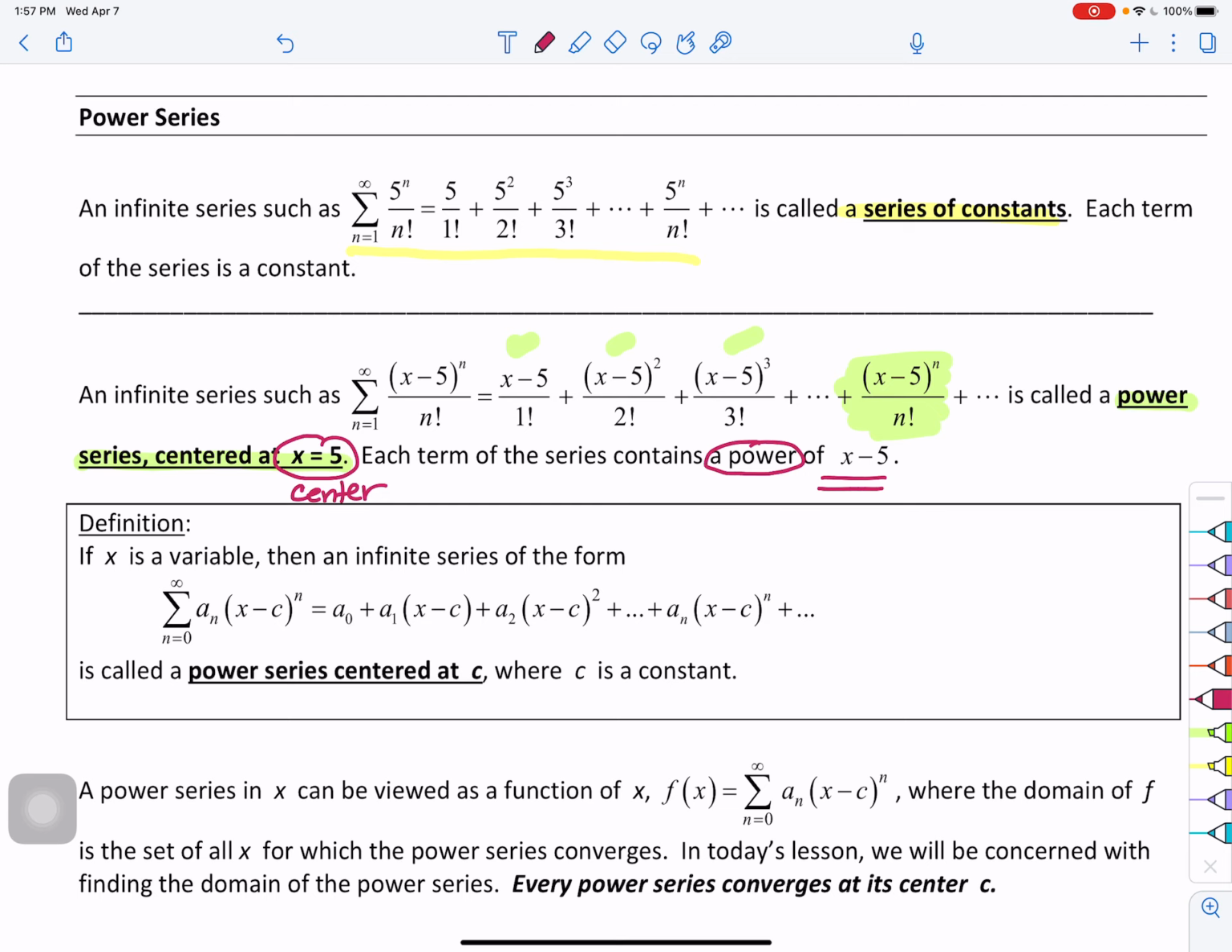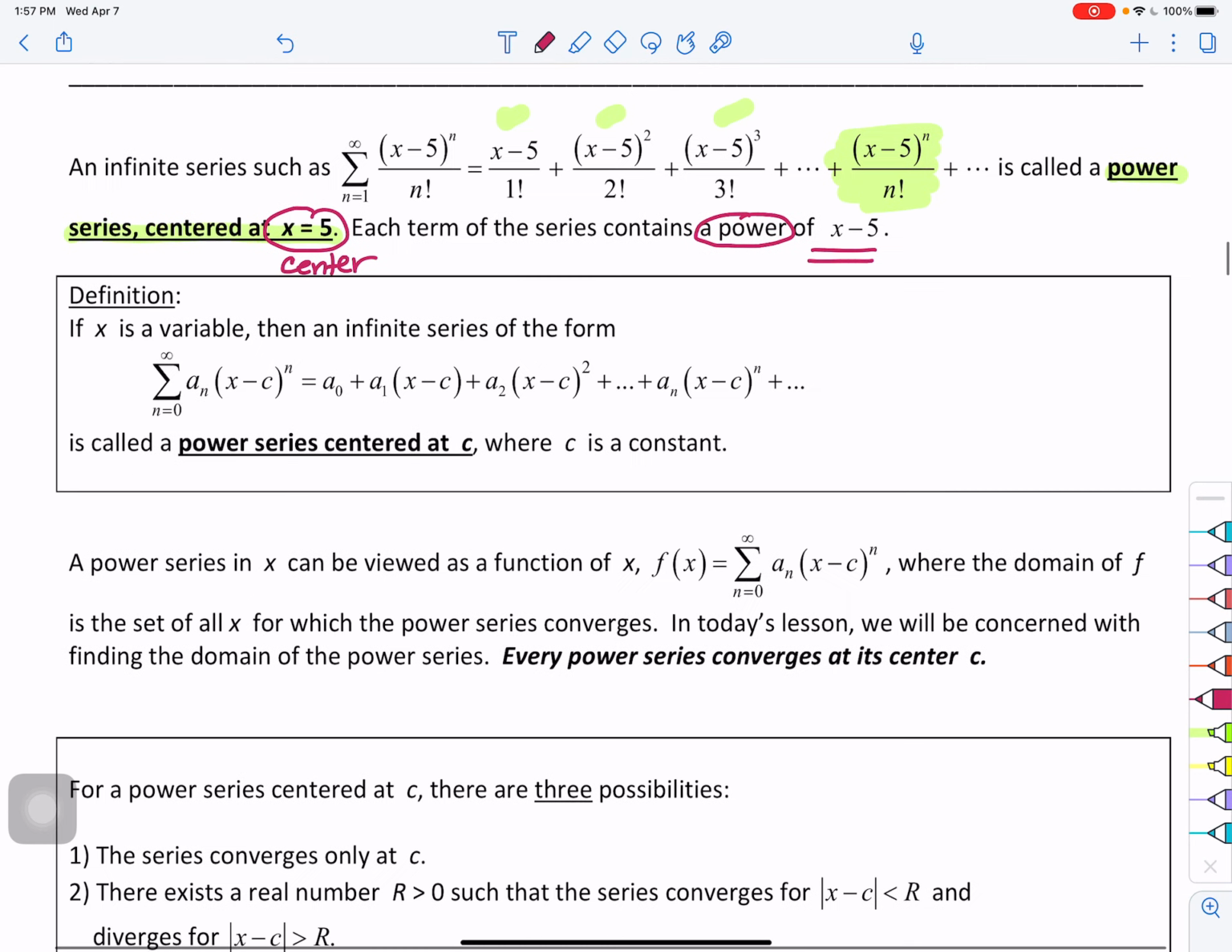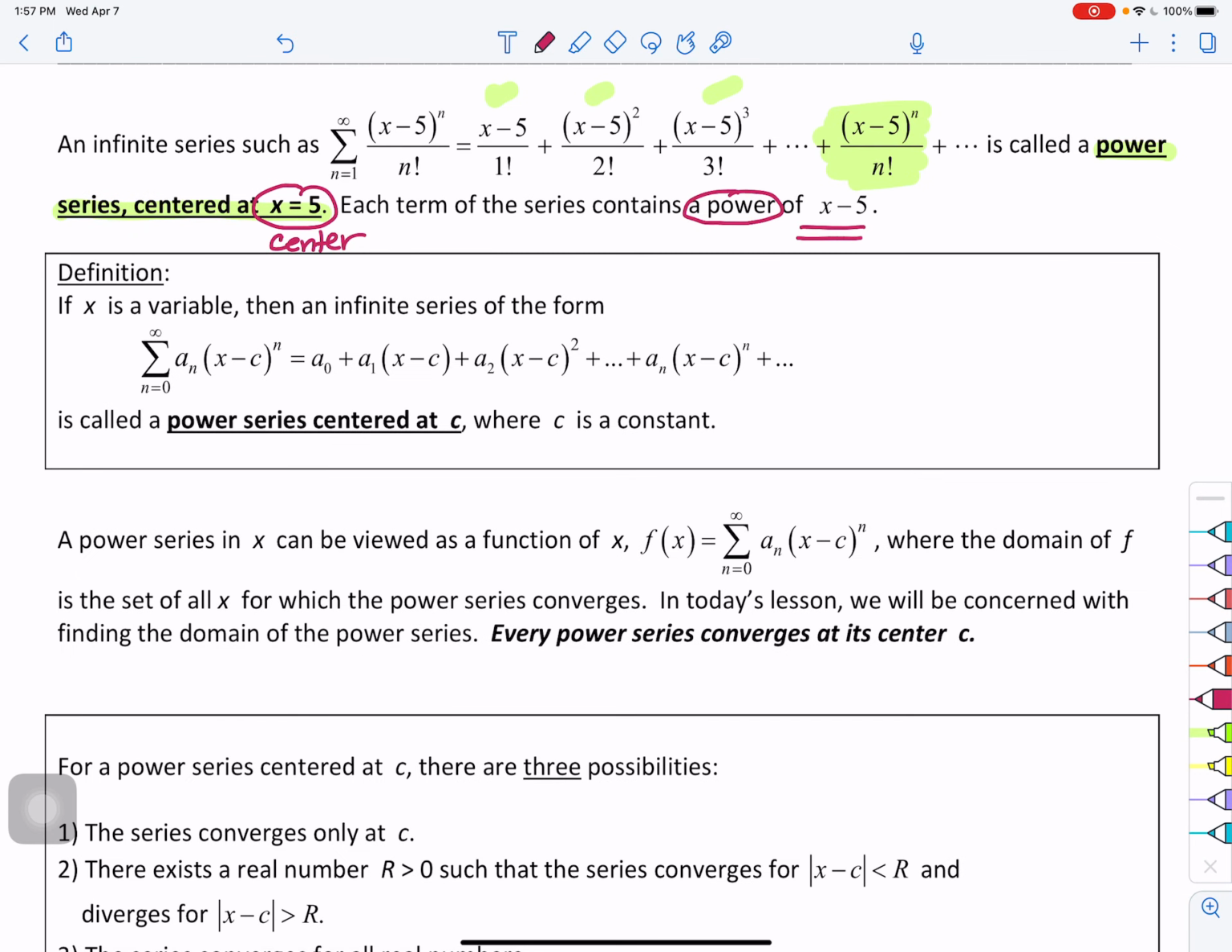Let's define a power series centered at c. If x is a variable, then an infinite series of this form, where there's a coefficient, a sub n, and a factor, x minus c, raised to the nth power. You can see here n begins at 0 in this definition, n equal to 0 to infinity, but it can also begin at 1. We just have to watch that. And this is called a power series centered at c. And of course, c is a constant.